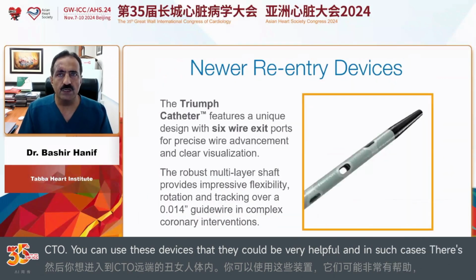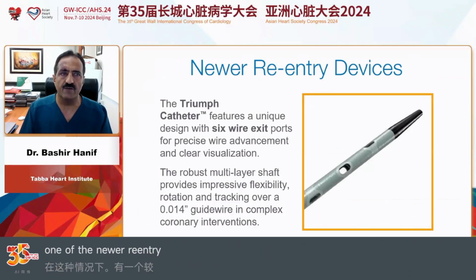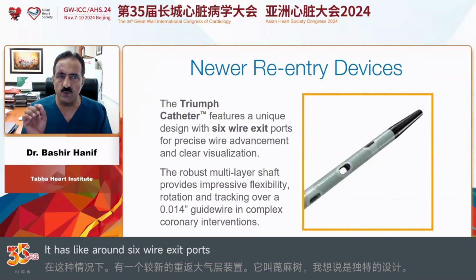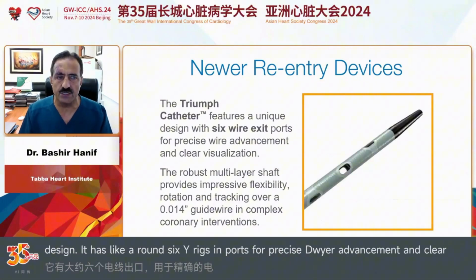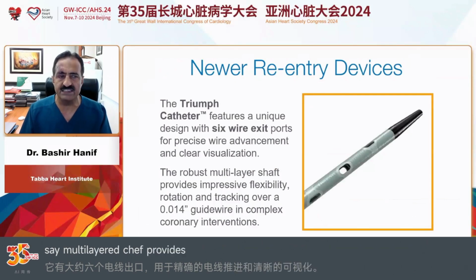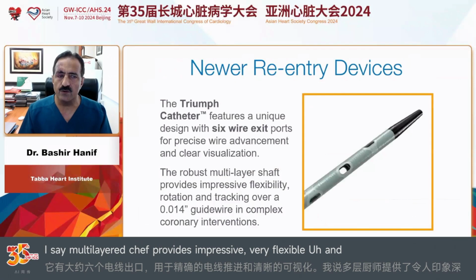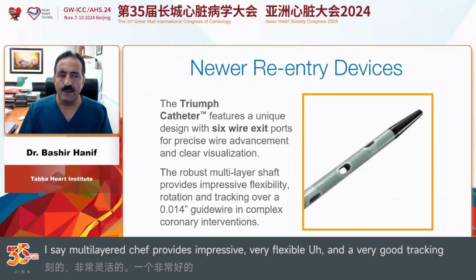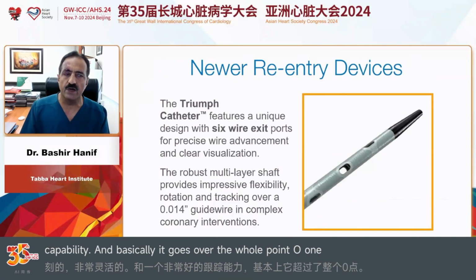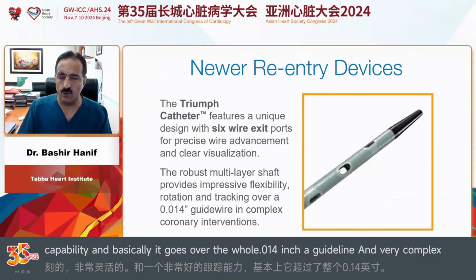There's one of the newer re-entry devices called the Triumph catheter. It's a unique design. It has around 6 wire exit ports for precise wire advancement and clear visualization. It's a multi-layered shaft, providing very flexible and very good tracking capability. Basically, it goes over the 0.014-inch guide wire in very complex coronary interventions.